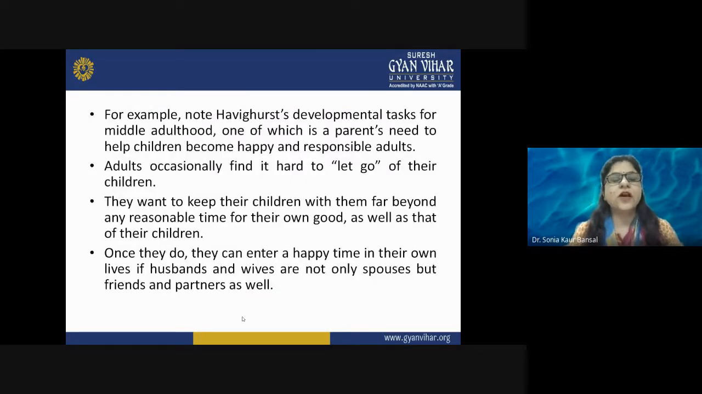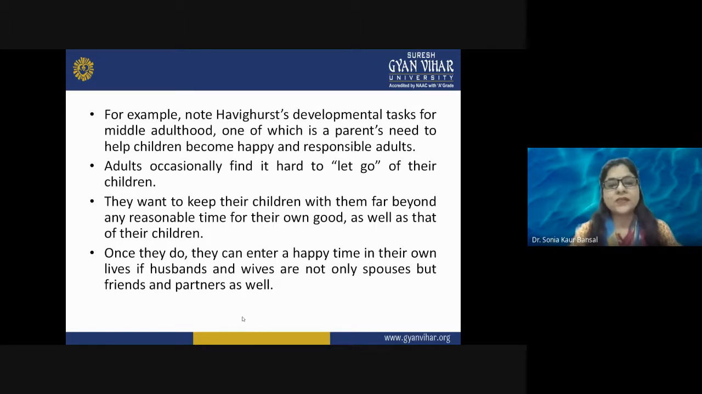All right. So now, for example, note having a developmental task for middle adulthood as well. One of which is a parent's need to help children become happy and responsible adults. So adults occasionally find it hard to let go of their children. They want to keep their children with them far beyond any reasonable time for their own good as well as that of their children. Right, students?